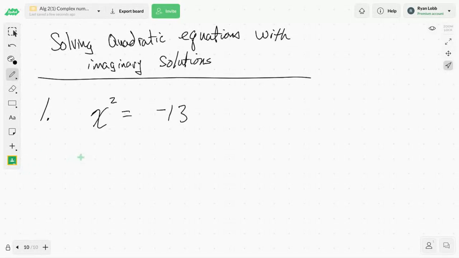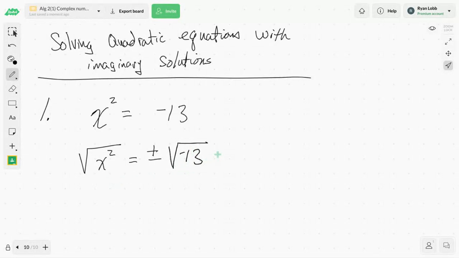Process-wise, what do we do? We take the square root on the left, equals, do not forget the plus minus right here, okay? Do not forget the plus and minus. Make sure you throw that in there. Plus and minus, the square root then of negative 13, okay?